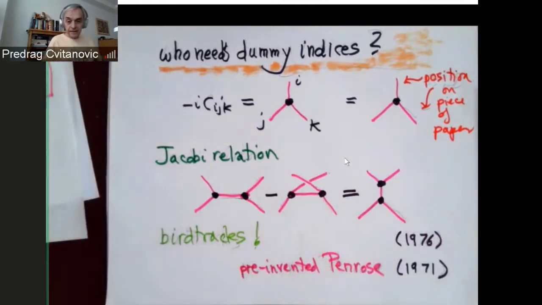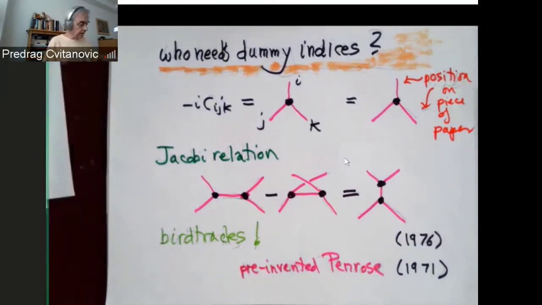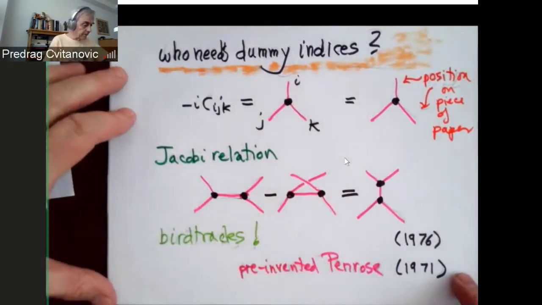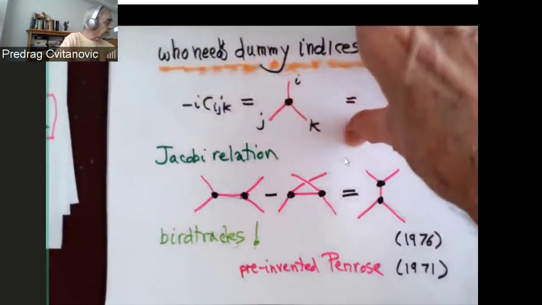But today, lots of people do calculations this way because lots of people have to deal with tensors. So for example, we have a professor at Georgia Tech who only does tensors. They all draw these pictures, and they don't call them Birdtracks, they call them whatever they feel like calling them. But that's what it is.